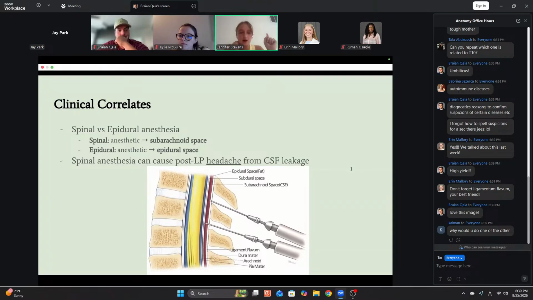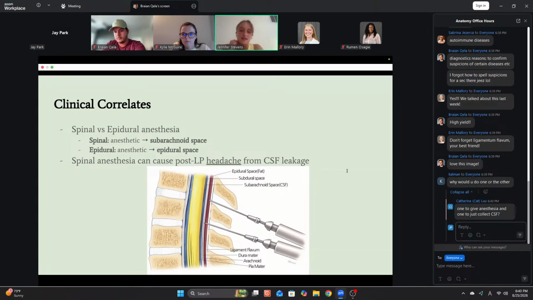One potential risk with spinal anesthesia is that because it's deeper, you can get a headache. Your cerebral spinal fluid can leak and cause some problems. So one of the things you can see pop up in a question stem is that you get a headache, and that is connected to the spinal anesthesia.